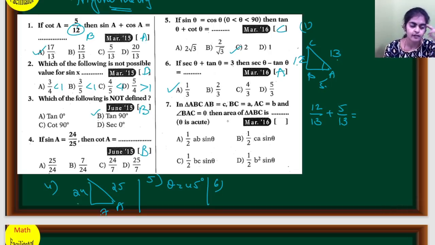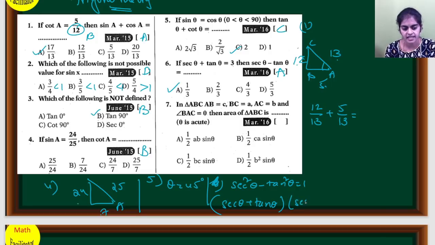Also for trigonometry, if you want extra MCQs, in Abhyasa Deepika we have already done 15 very important questions, so don't miss checking out that video as well. For question number 6, for those who have not checked, since you don't have time now, I am giving you the formula. Secant theta plus tan theta into secant theta minus tan theta is 1. So now substitute, you will get the answer.